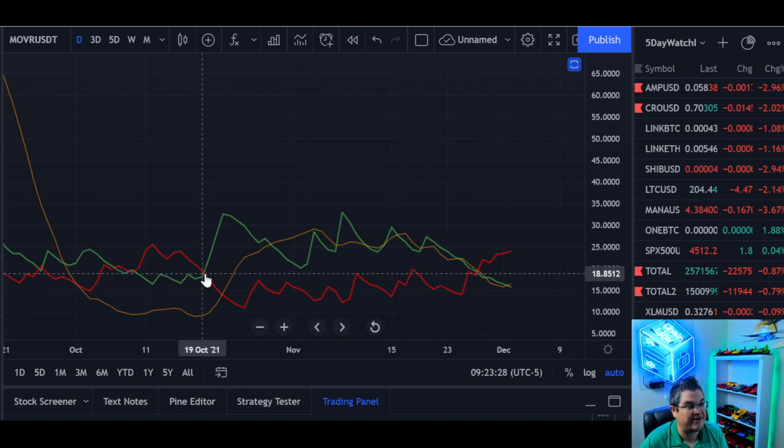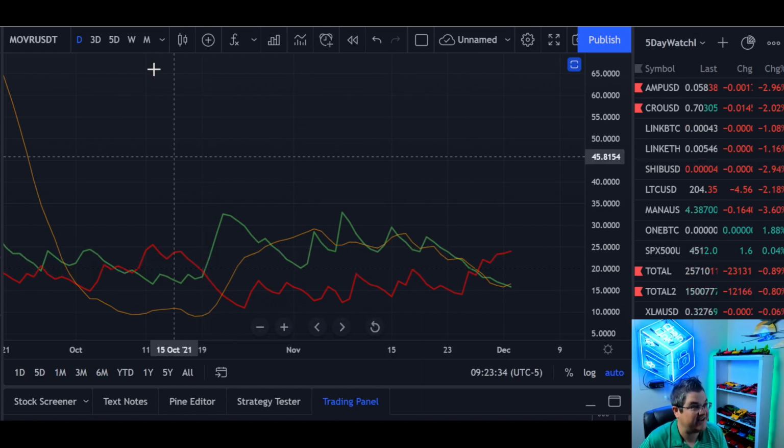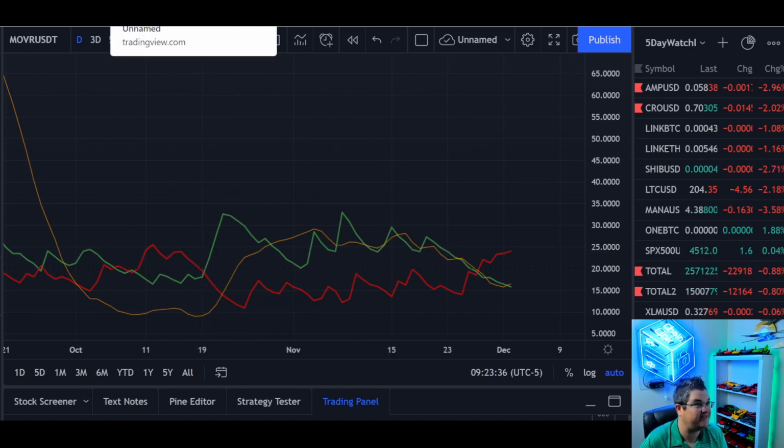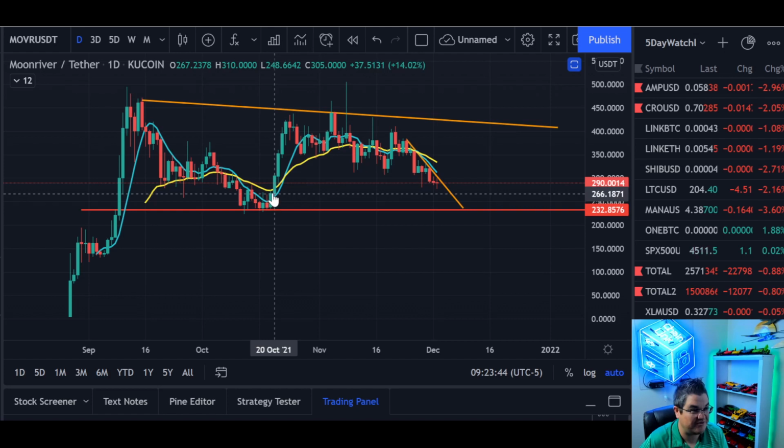But let's look at October 19th. What happened? See this cross here? What do you think prices did? Do you think prices went up? I would bet they did. Let's go look. October 19th to 20th. Okay, let's look at October 19th to 20th. Look at this. Look at the move. October 19th to 20th, we got our bullish cross, and look what ensued.